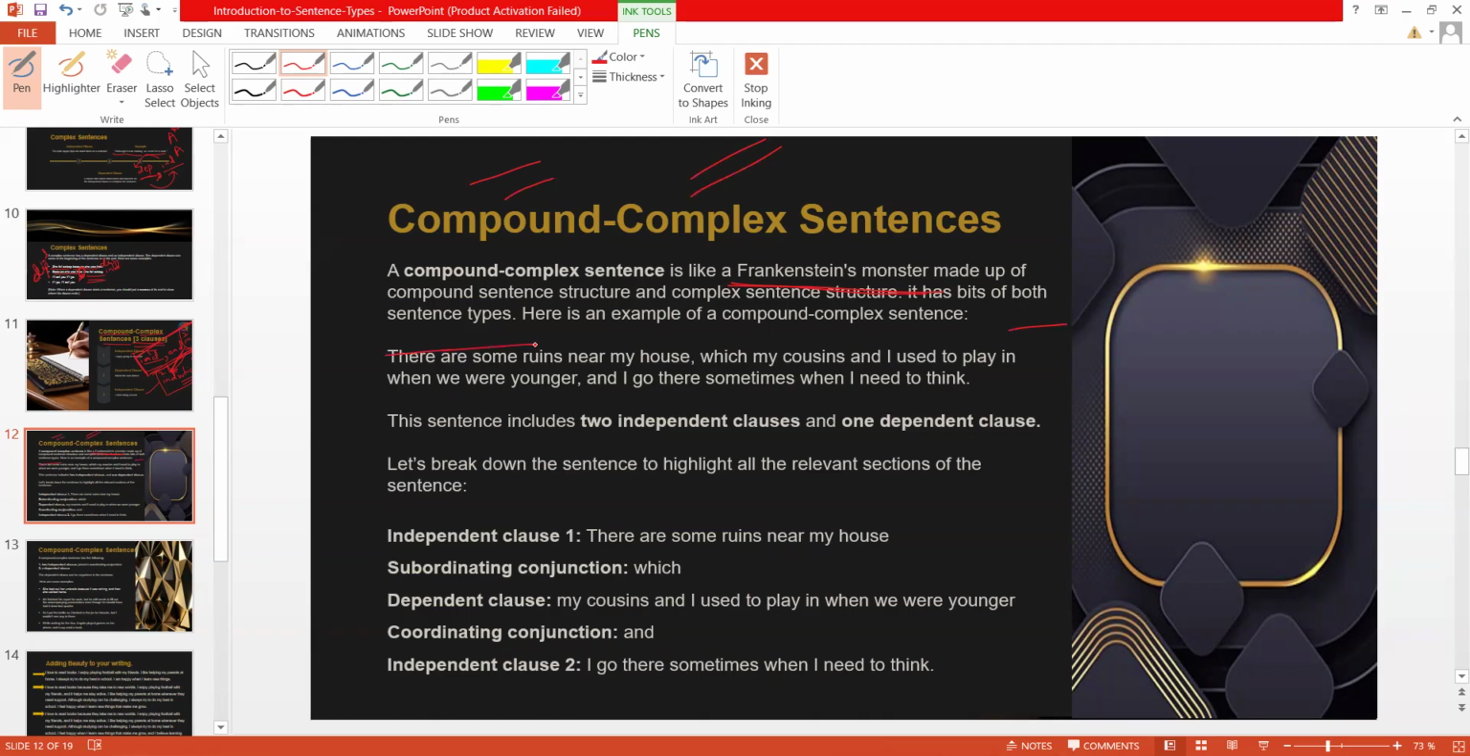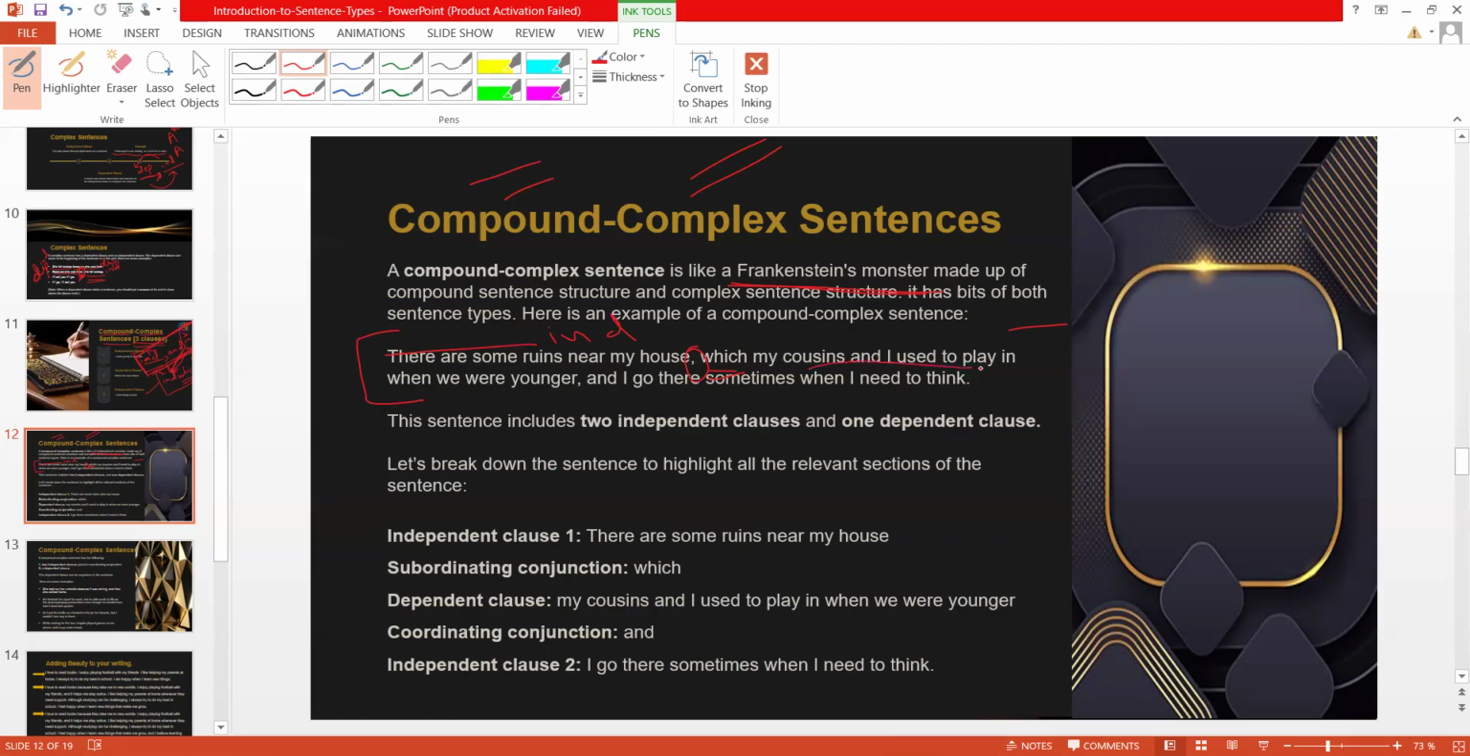Now, this is an example here. There are some rooms near my house. This is an independent clause, isn't it so? And why have we placed a comma here? Just to indicate that the clause has ended here. And we put a subordinating conjunction here, just to relate it with another clause.